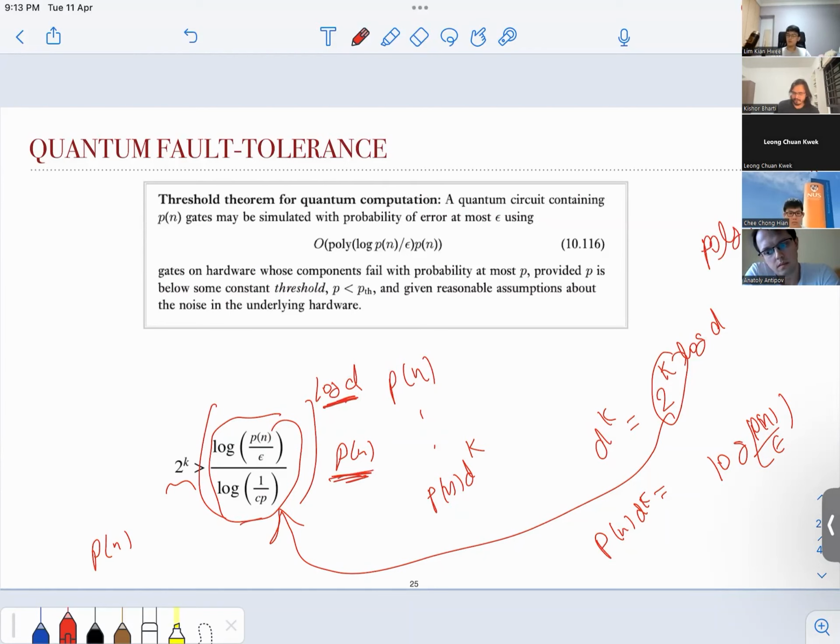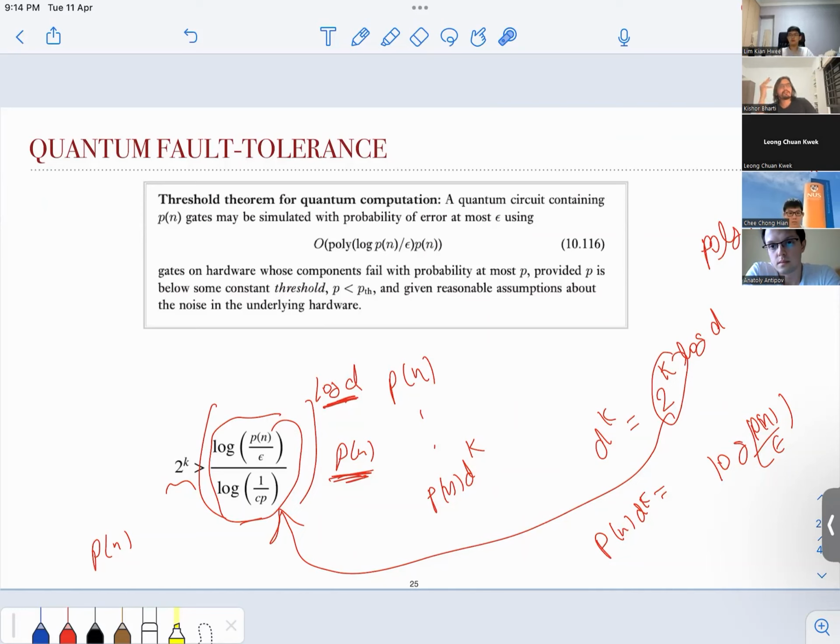So you see that as long as your error is below a particular limit, which is the threshold, by using a circuit which is only polylogarithmically larger than your original circuit, you can simulate any desired accuracy. So this was the beauty of the threshold theorem: whatever accuracy you give me, as long as your circuit components are below the threshold, I can achieve that accuracy.